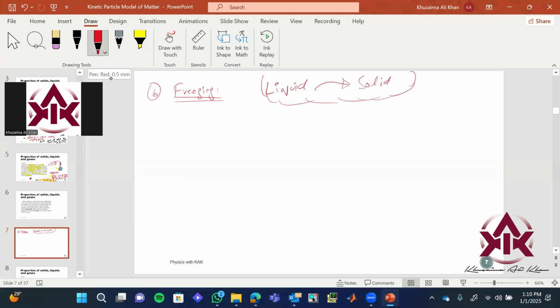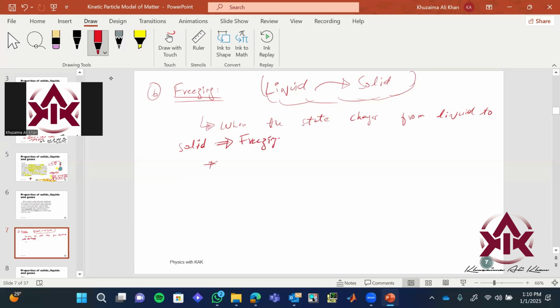So what is freezing? When the state changes from liquid to solid, okay? So it is called freezing, right?